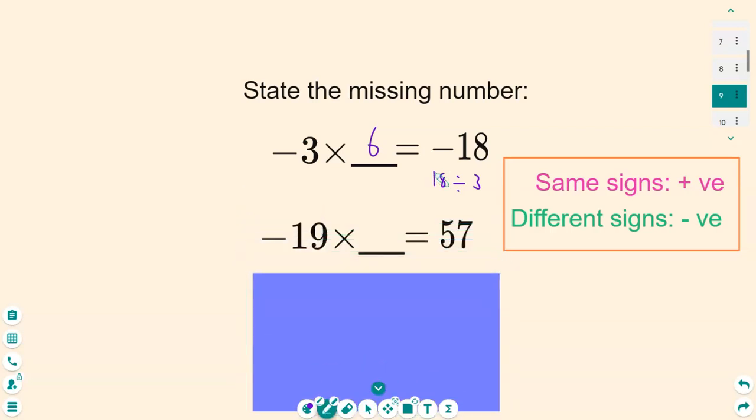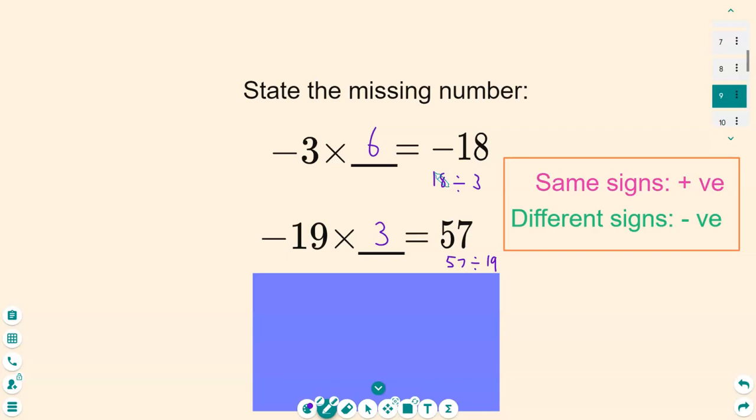And this one, negative 19 times something equals 57. In other words, 57, that's not in our common times tables, is it? So sometimes you have to use these facts of division. 57 divide 19. Ignoring those signs until the end. That gives me 3 in my calculator.